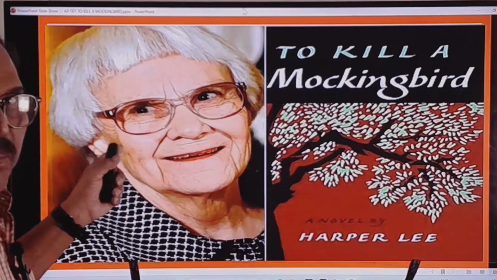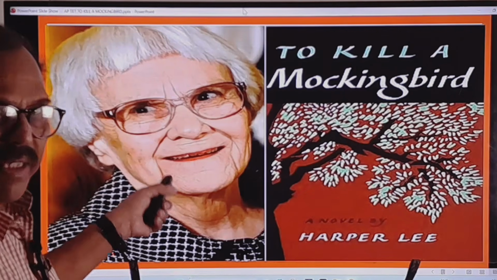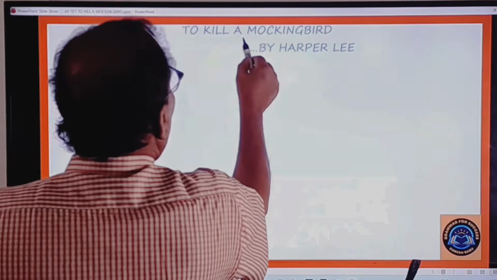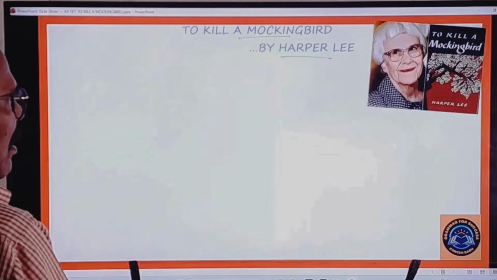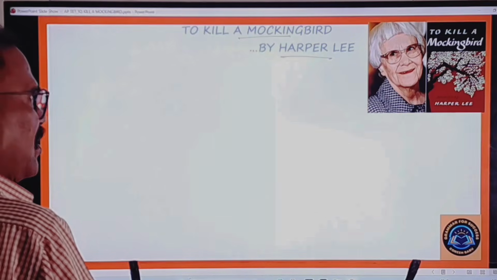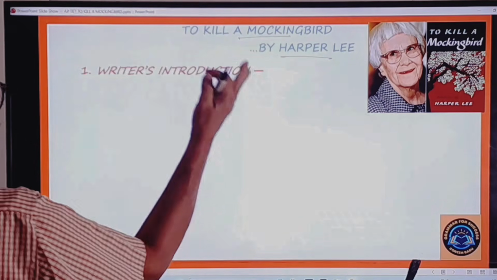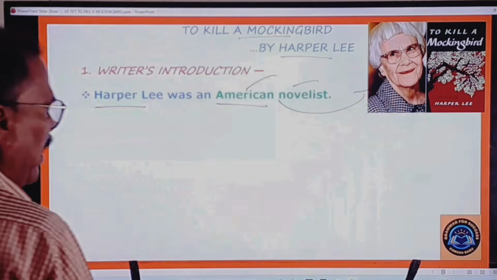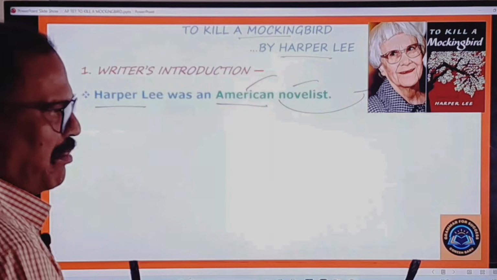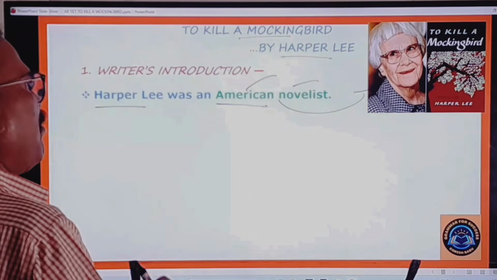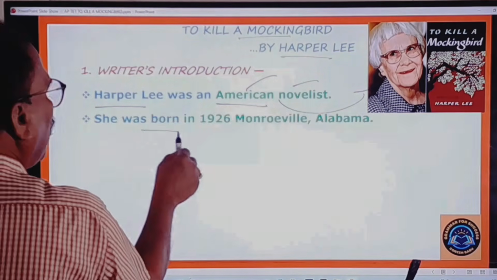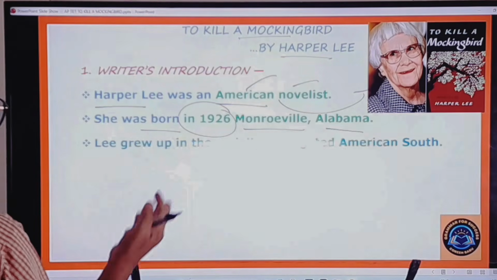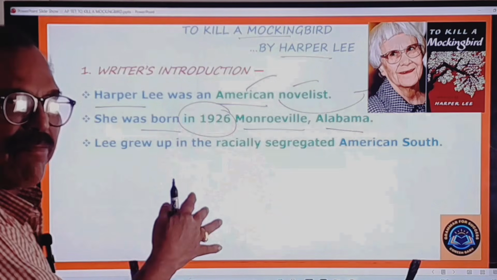See, this is Harper Lee, and this is the writer who has written this beautiful novel To Kill a Mockingbird. To Kill a Mockingbird, written by Harper Lee. And that is Harper Lee in her old age. First of all, I would like to talk to you about this writer. Harper Lee was an American novelist. So she was born in America, therefore she has been called the American novelist. And she was born in 1926 in Monroeville, Alabama. Right, and all these details are very clearly written here. You can look at them again and again.